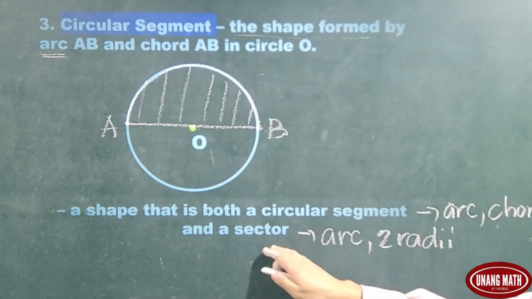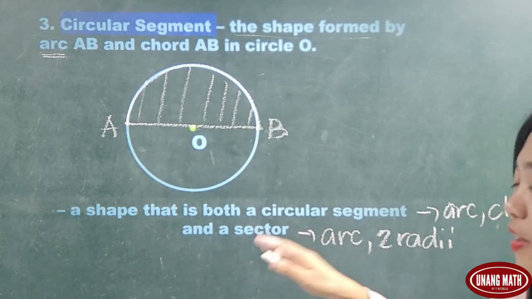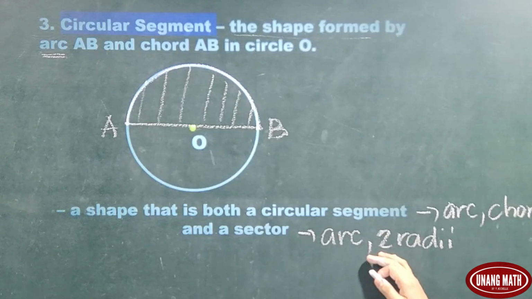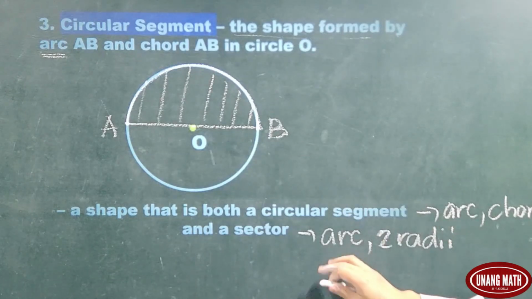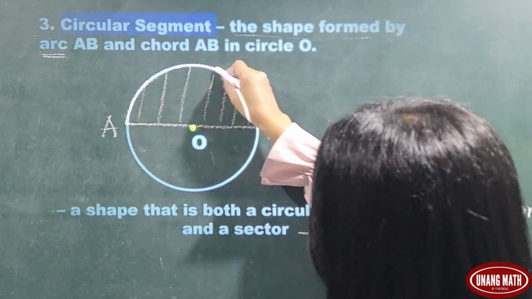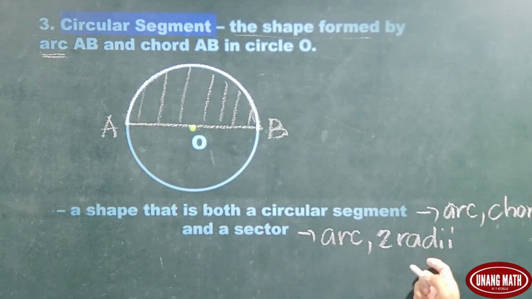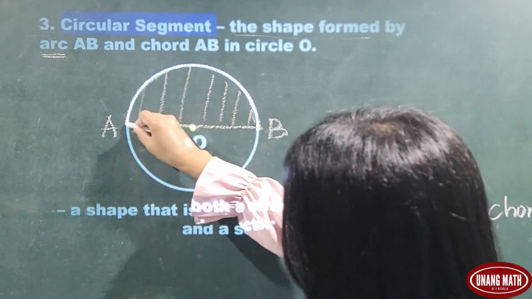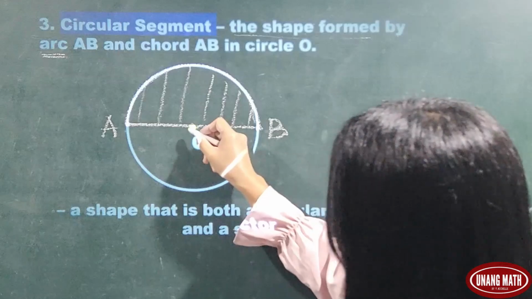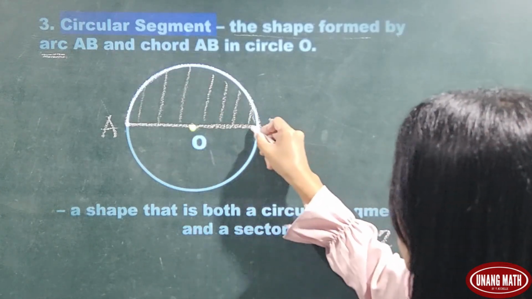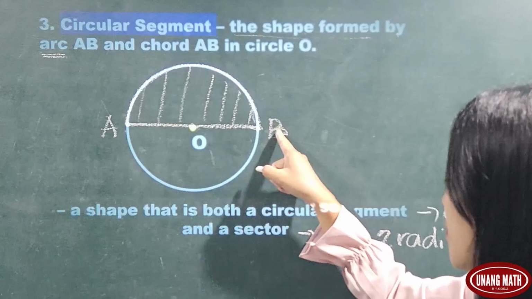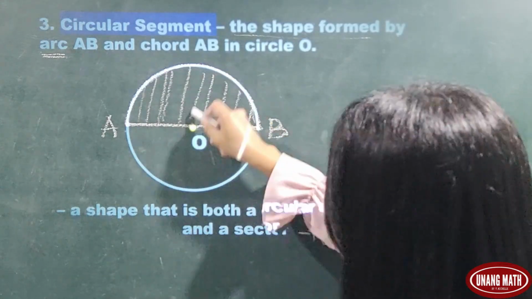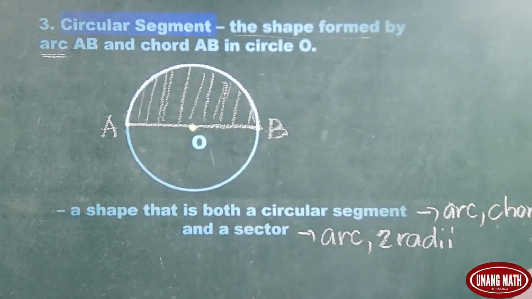What about sector? Take note, sector is also a shape. For a sector, there should be an arc and two radii. In this example, our arc is arc AB. What about our two radii? From the center of the circle up to this point, this is radius OA. From the center up to this point, this is radius OB. So this is just the same shape as the circular segment.